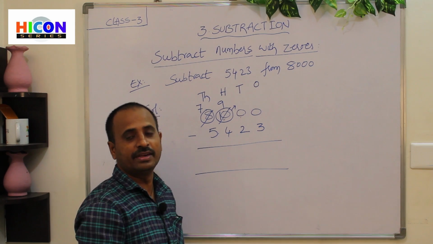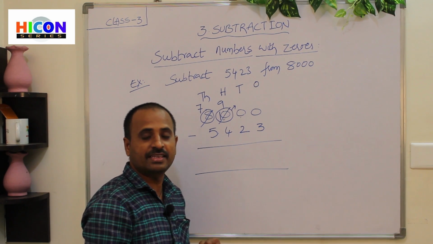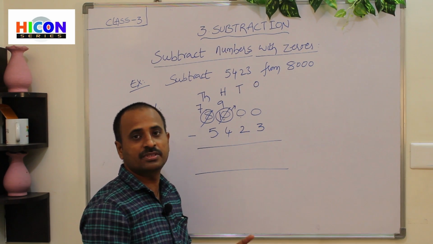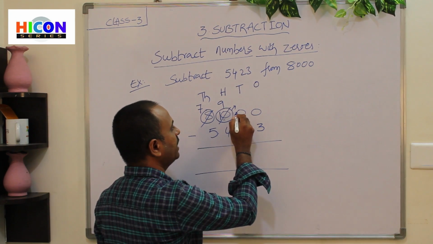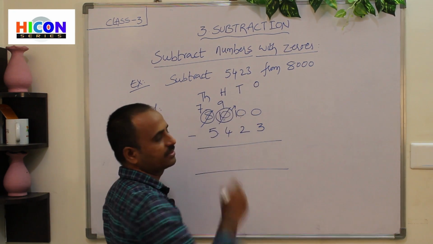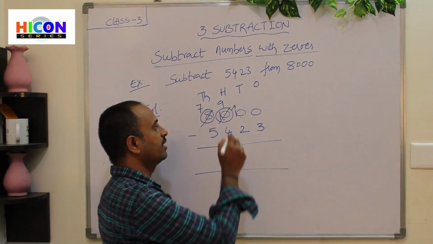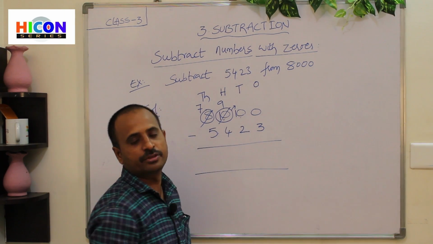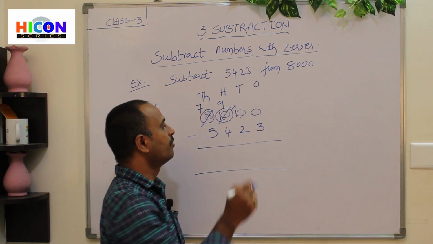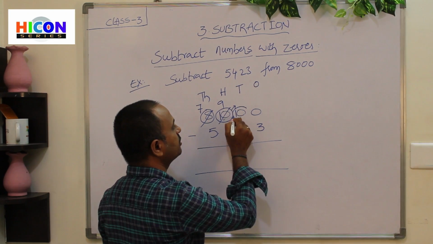Carry the 100 to the tens place. If the 100 is carried to tens place, it becomes 10 tens. So write 10 in the tens place. So now there are 10 tens in the tens place. So borrow 110 from the tens place.